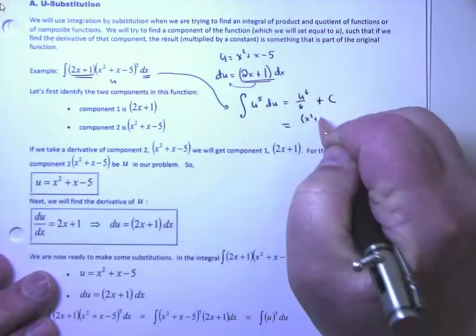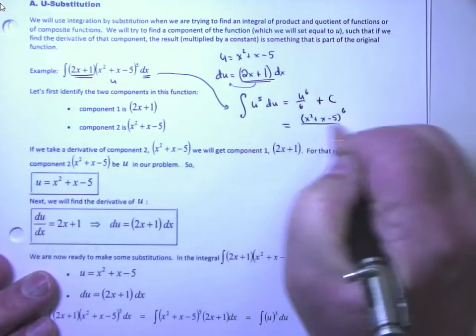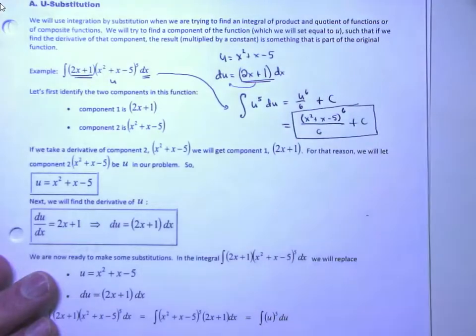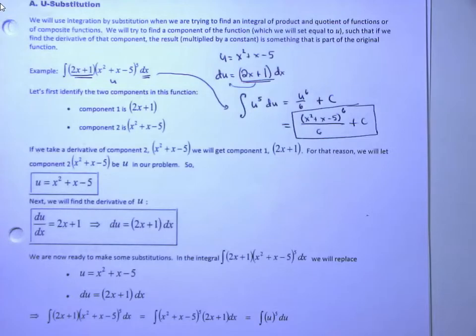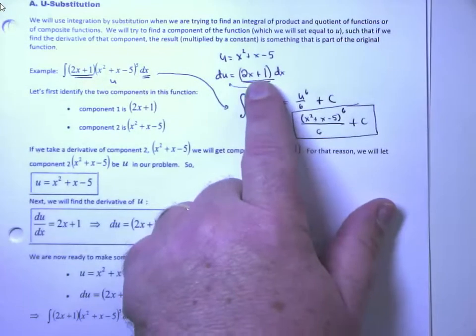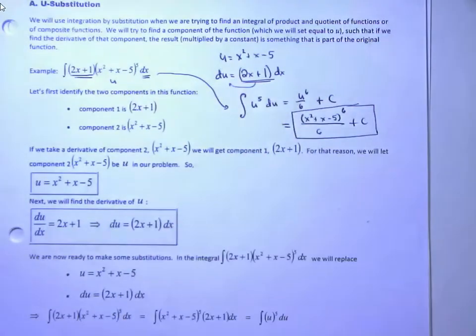X squared plus x minus 5, replacing the u, and that's being raised to the 6th power, over 6 plus c, and that is my solution. We're now integrating much harder stuff, but with the appropriate U substitution. Now, you can always manipulate a constant. So if you take the derivative and it's not quite what's left over in the problem, maybe you can factor out a constant and move it to the other side. You can always move constants around.